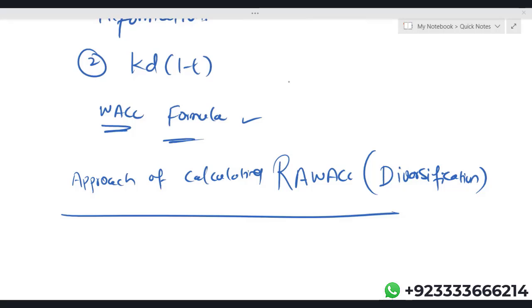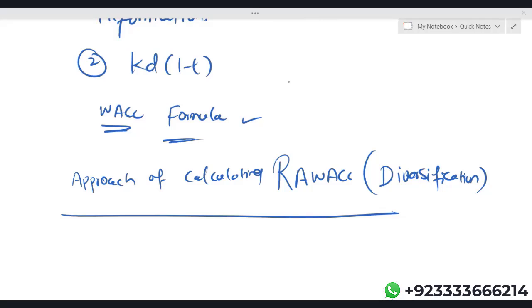Diversification means making investment in a non-core activity, doing something different, making investment in a different industry. That is diversification. In case of diversification, actually what happens? Your existing equity beta becomes irrelevant. Why? Because in case of diversification, your business risk will change.